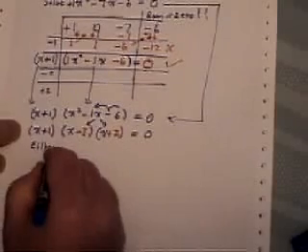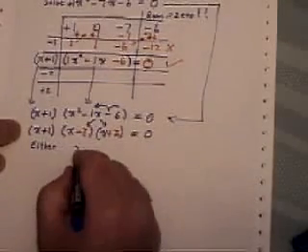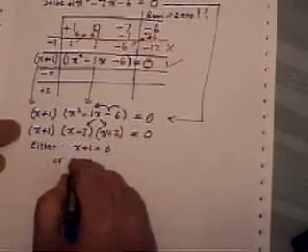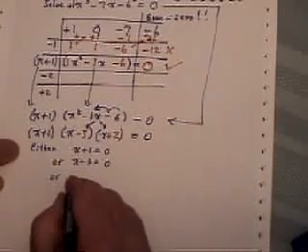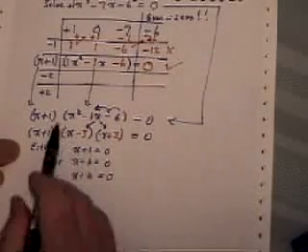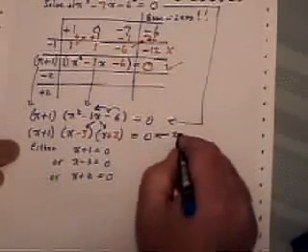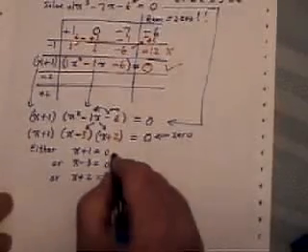Now I can write out a sort of a massive either-or statement. Either the first bracket is 0, or the second bracket is 0, or the third bracket is 0. I can conclude that because I have 3 brackets that multiply to make 0. So guys, it's really important in this situation that you make one side of your equation equal to 0 so you can make that conclusion.